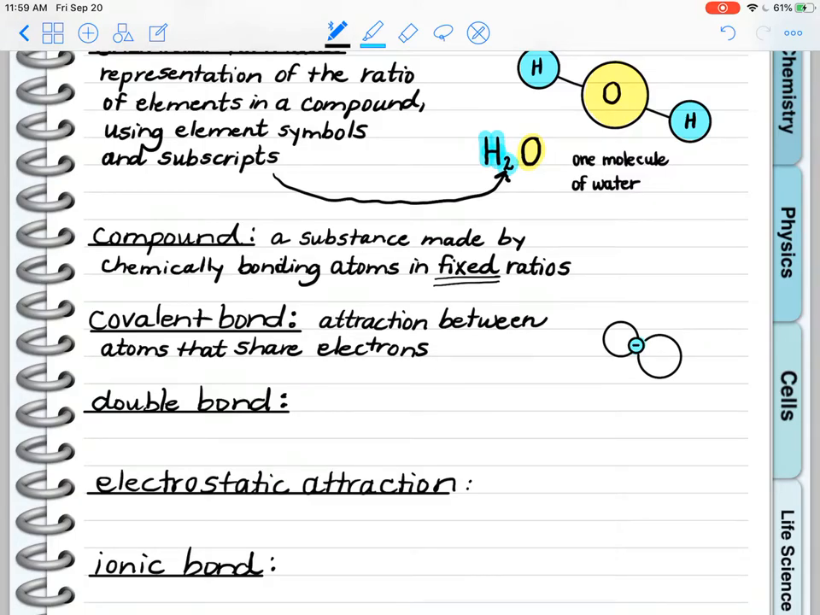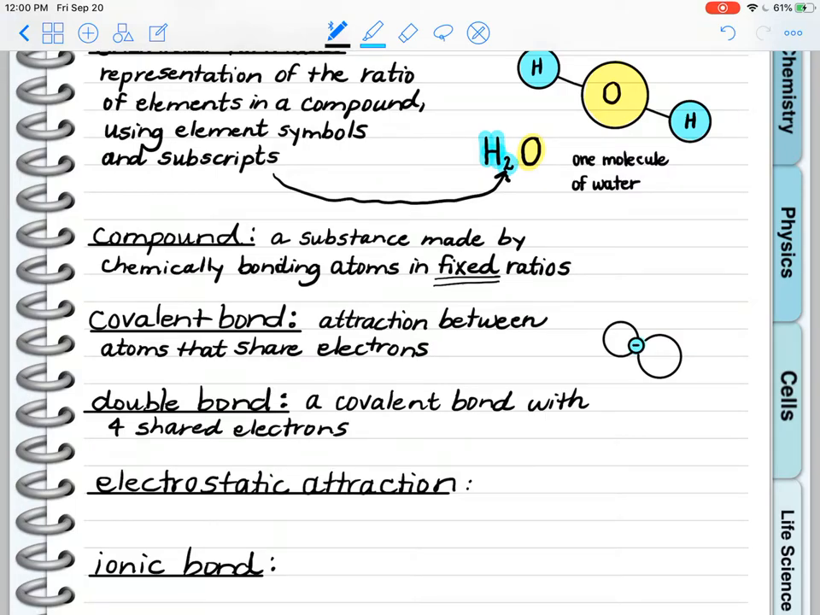Okay, a double bond is a covalent bond, so they're sharing electrons. And I won't draw this one because I don't have enough room, with 4 shared electrons. So sometimes they can share more than one electron, and they're hooking up together at that point. A double bond is when you have 4 shared electrons.